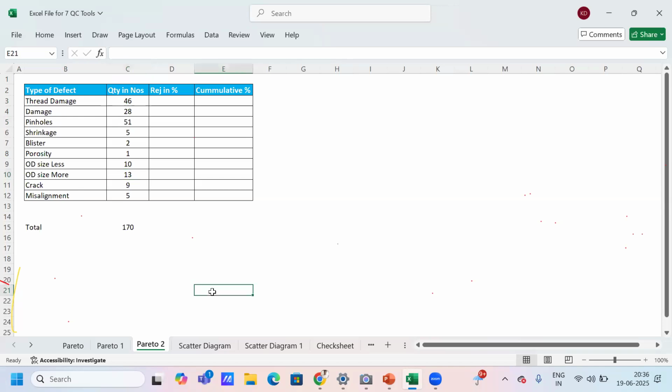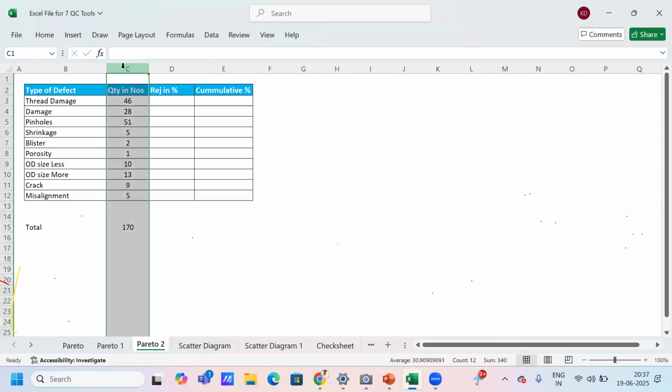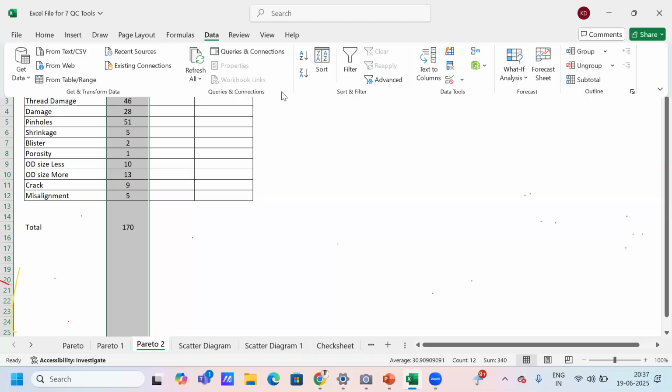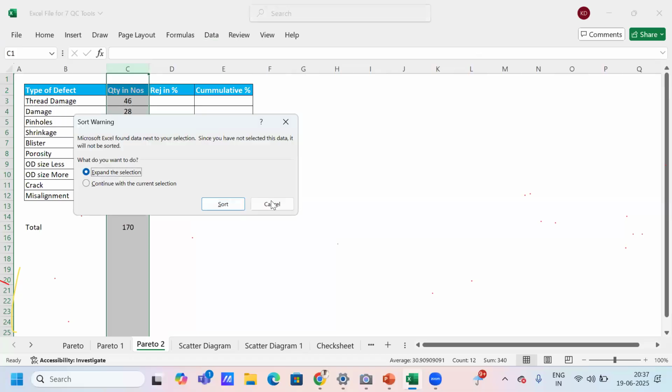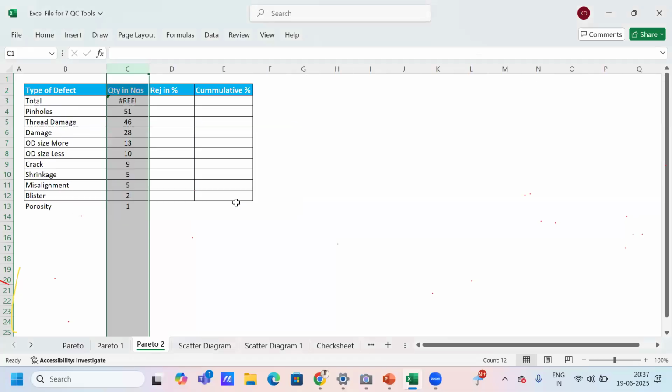Now I will train Akash to plot a Pareto. I will tell Akash, you did a very good job. You collected the data. Now just arrange the data in descending order. I will tell Akash, just go here, click here, go to the Data. And this is Z to A.